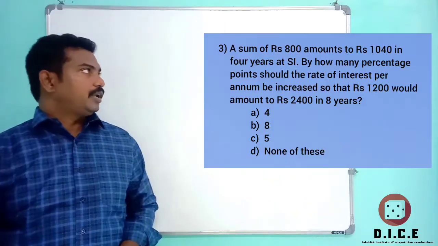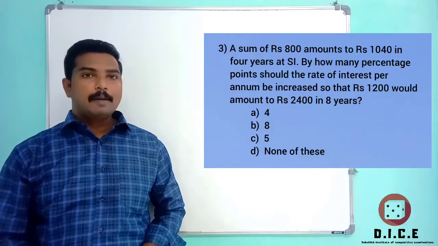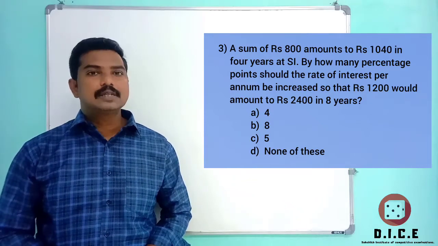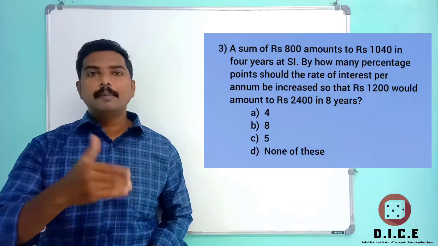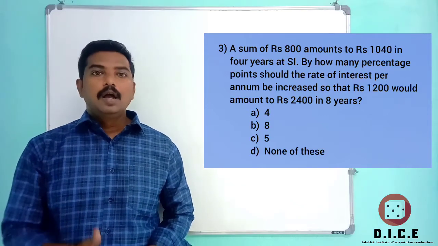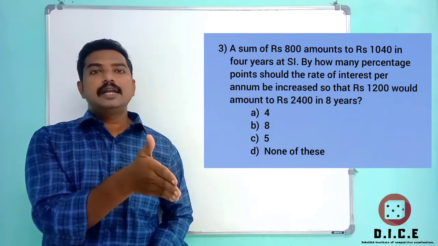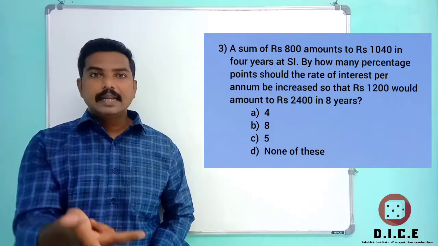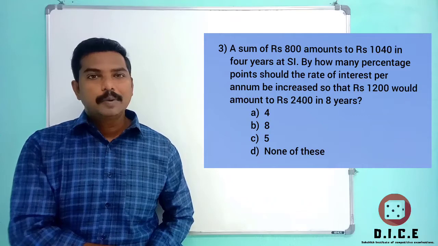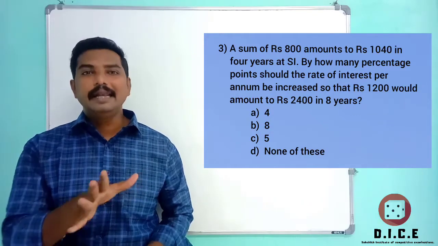If you see the question number 3, it says that 800 amounts to 1040 in 4 years, at what percentage he didn't mention. The second case, 1200 amounts to 2400 in 8 years. From the first case, by what percentage should it be increased? By what percentage point should it be increased?